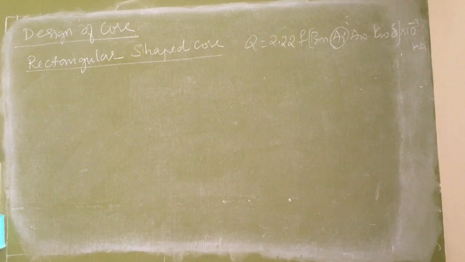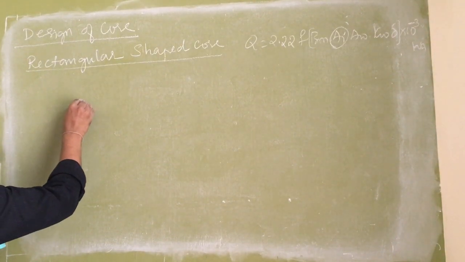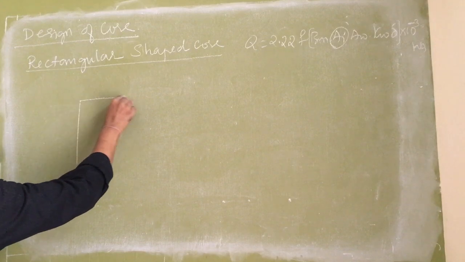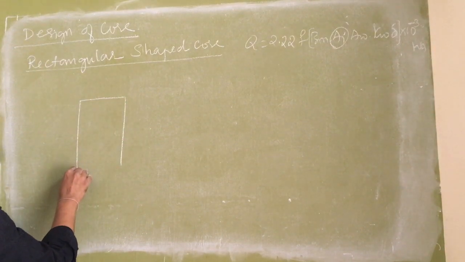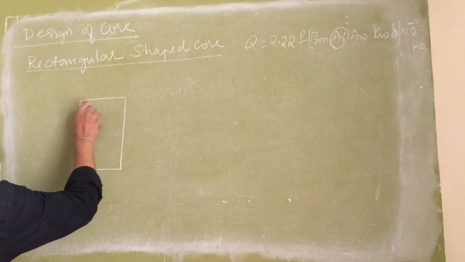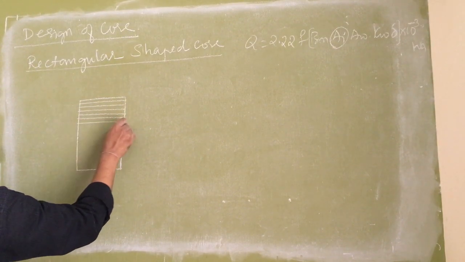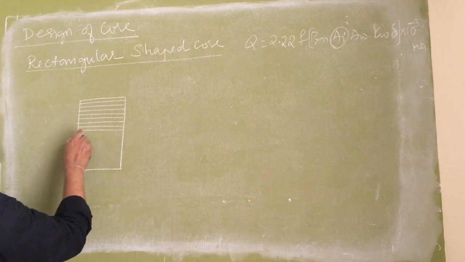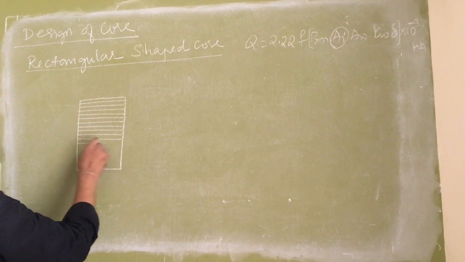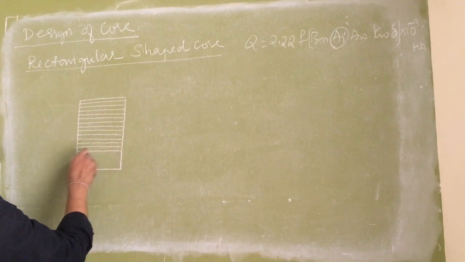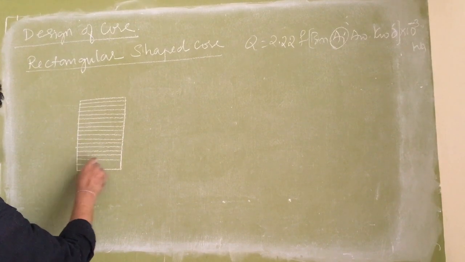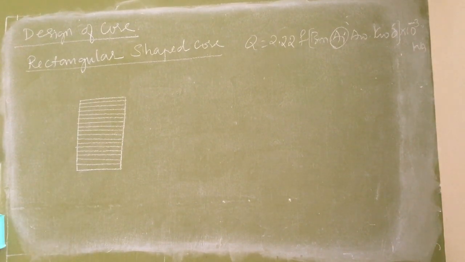Now the rectangular core will be this, and this is made up of laminations. The advantage of the rectangular core is that I can have uniform shaped laminations. I don't need different shaped laminations here, so the cost will be much less. The other aspects we will see.